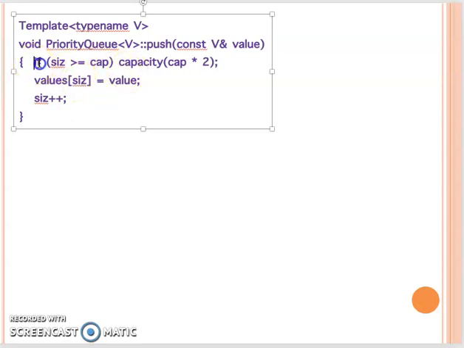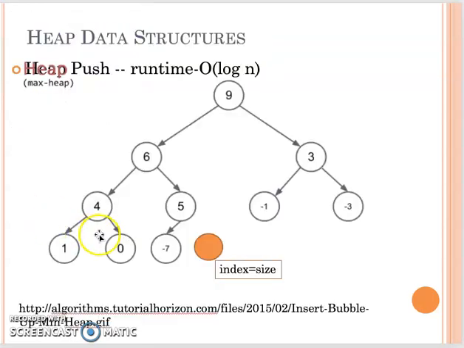Before that, we need to check: if size is greater than or equal to the capacity, we need to enlarge our capacity. Afterward, we assign the new value to the index equal to size, then we increment our size. That's the push for our queue, because a queue does first in, first out. But for our priority queue, in addition, after we push the new value, we need to make sure it maintains our heap structure.